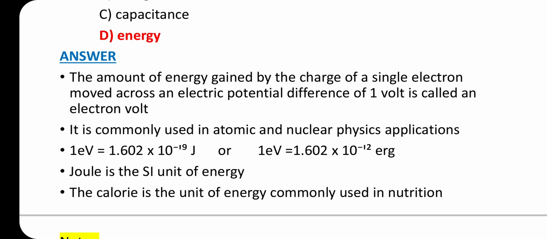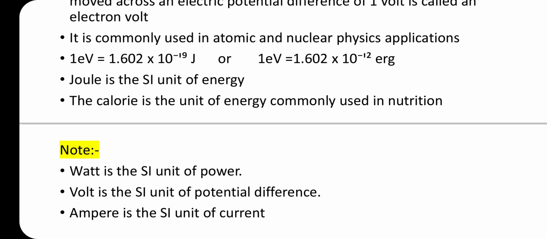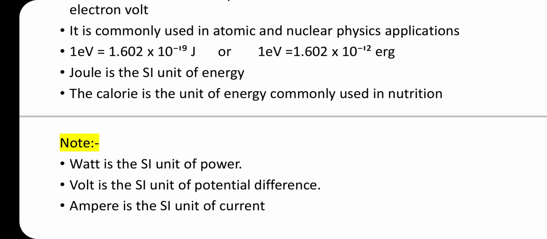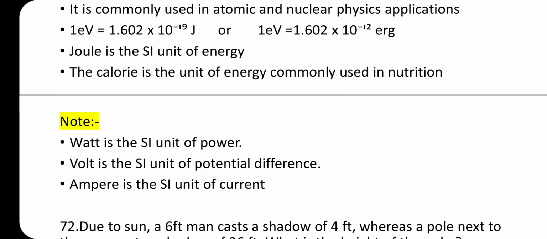1 electron volt equals 1.602 × 10^-19 joule, or 1 electron volt equals 1.602 × 10^-12 erg. Joule is the SI unit of energy and the calorie is the unit of energy commonly used in nutrition.